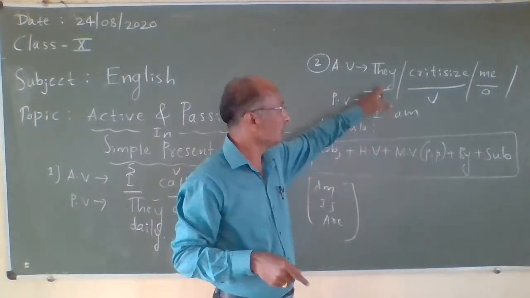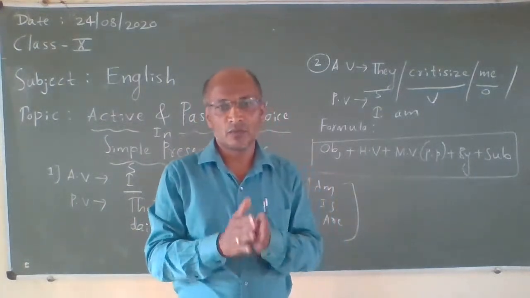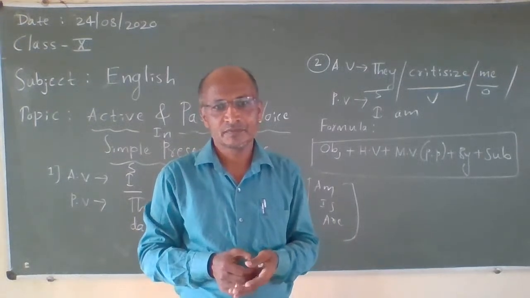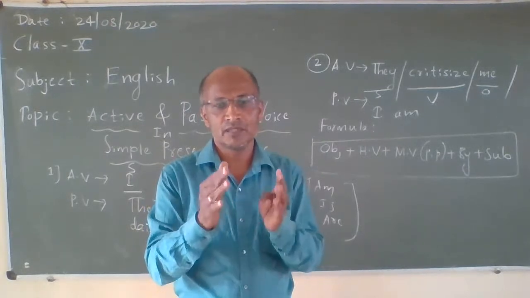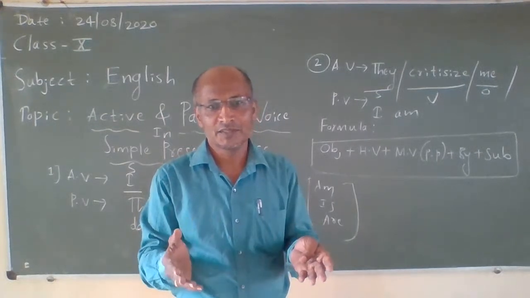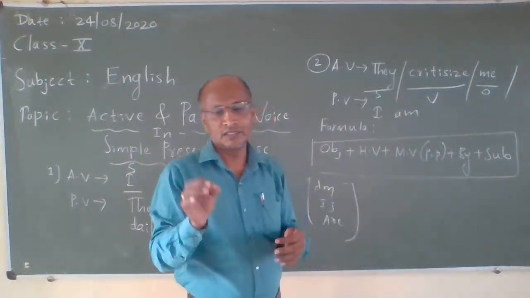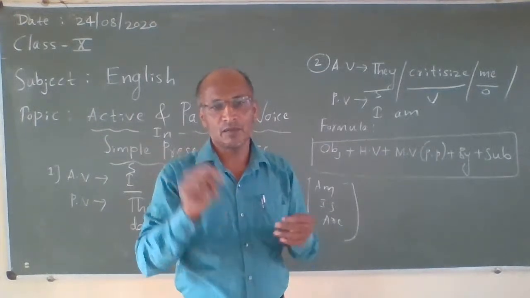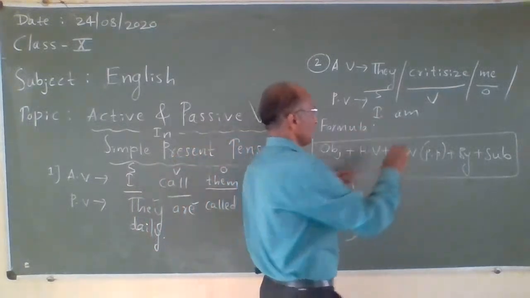Next, main verb. This is the main verb in this sentence: criticize. What is the third form, or what is the past participle, of criticize? Do you know? Can you please answer? What is the third form of the verb criticize? Do you know the answer? Please answer. Now it is your turn. The third form, the past participle of the verb criticize, is criticized. See, I am criticized.